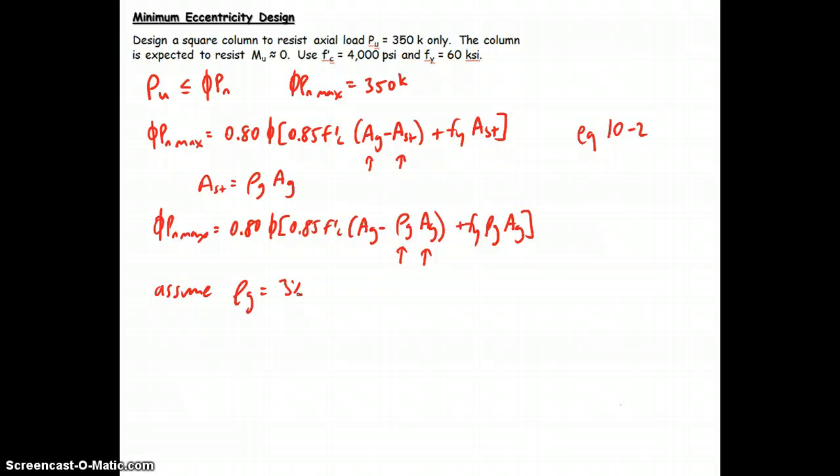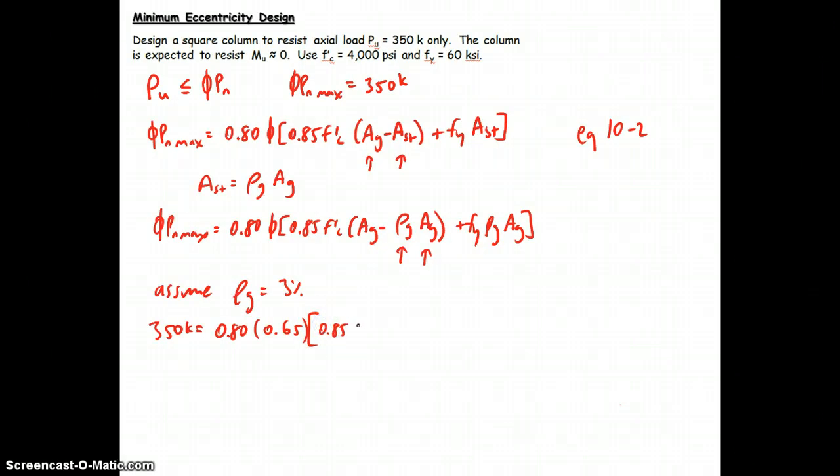And then we'll set Pu equal to phi Pn. So we'll say 350 kips is equal to 0.80 times our phi, which for compression controlled members is 0.65. We know it's compression controlled because there's no moment, and if there's no moment, if you think back to our beam column interaction curves, we're all the way on the left or the vertical axis. We're in the compression controlled region, and phi is 0.65.